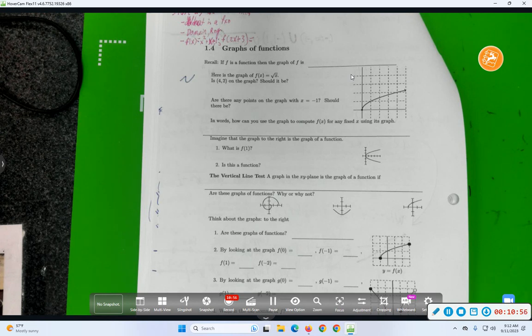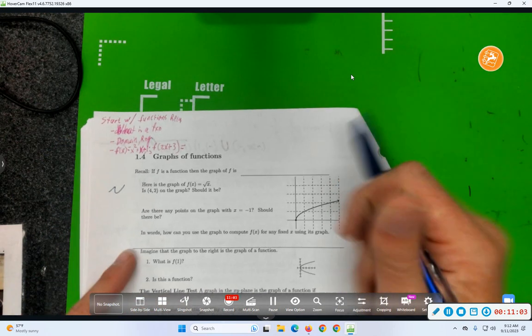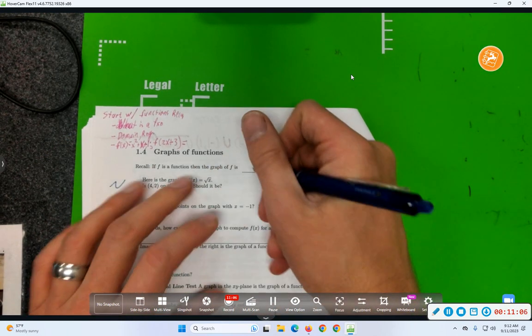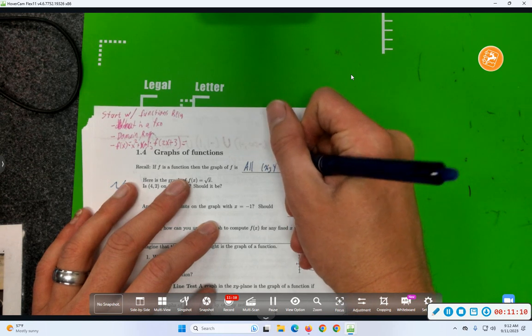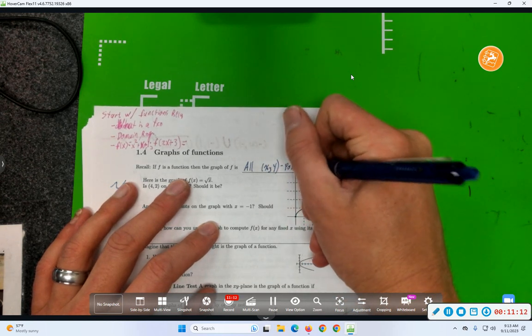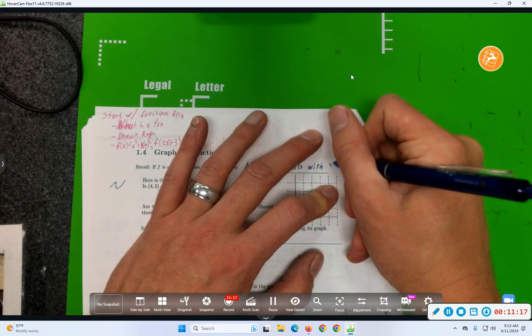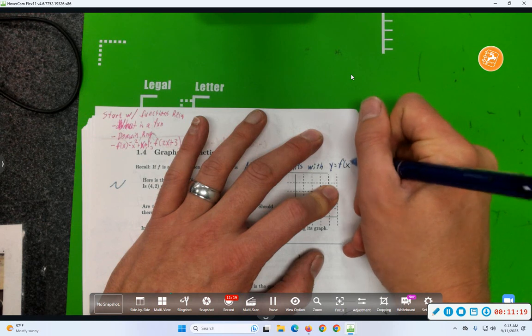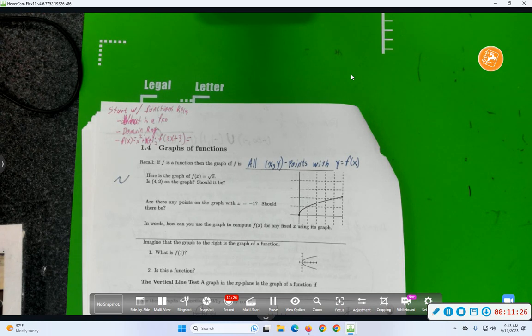Yeah, and they're paired up. Each input is telling you what its output is. So maybe I'll put it in the language of xy coordinates. It's all points, x comma y points, with y equals f of x. So x is allowed to go through all of its possible values, and for each of those x values, there's a corresponding y value, namely f of x.